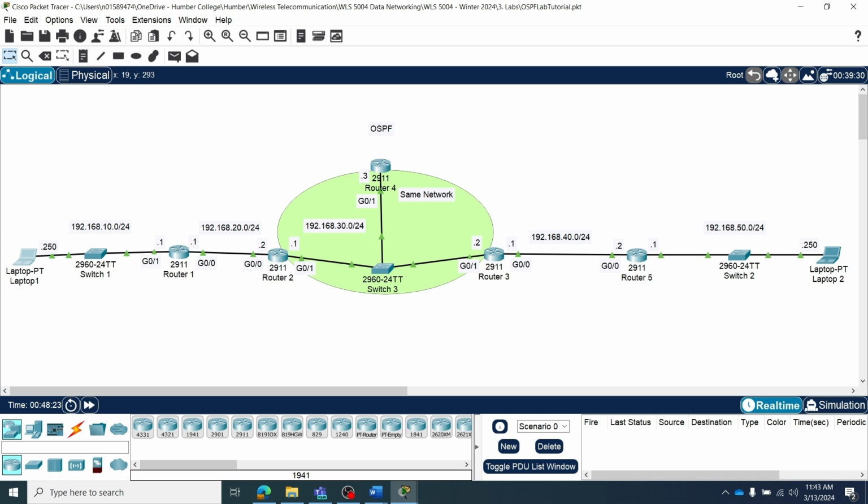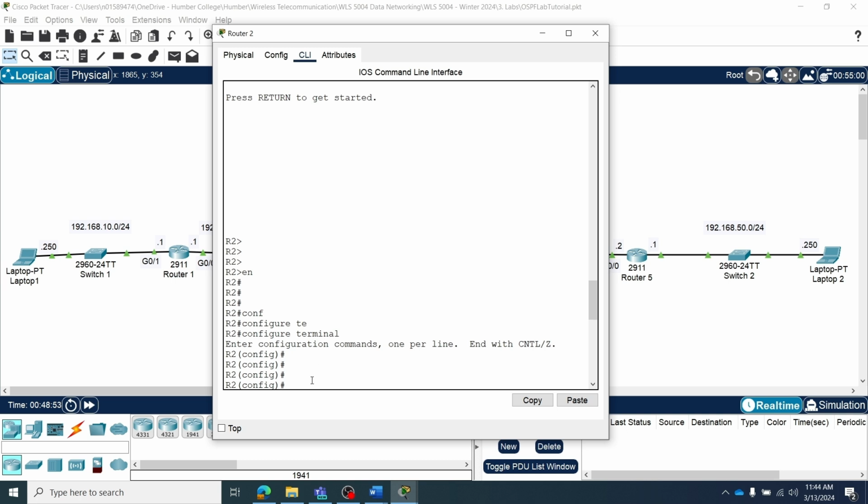Okay, so now let's see one more interesting thing in OSPF. When more than one router is connected in the same network, in that case one of the routers is elected as a DR, that means designated router, and one of the routers is elected as a BDR. So let's see what happened in router 2.